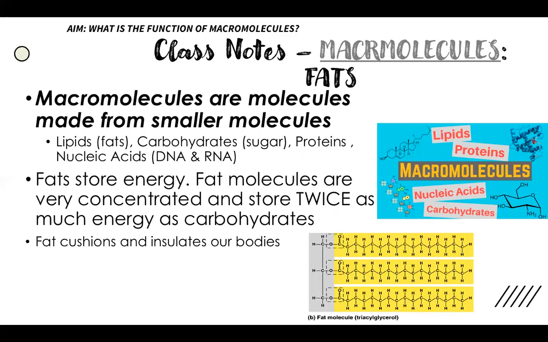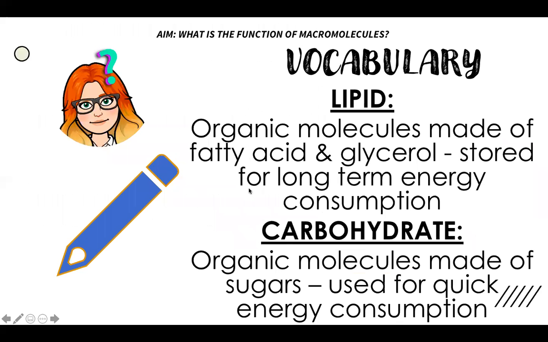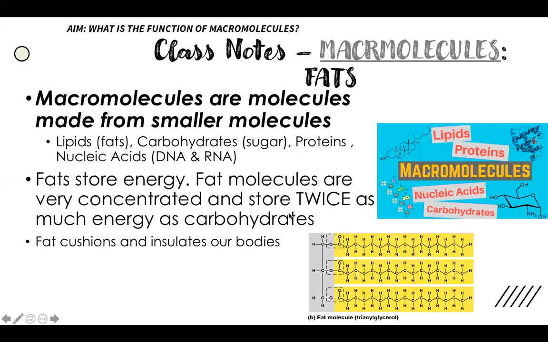So fats store energy. Fat molecules are very concentrated and store twice as much energy as carbohydrates. Fat cushions and insulates our bodies. So you saw before that I said lipids are for long-term consumption and carbs are quick. Fats are long-term because they store more energy, and therefore we have that backup energy to use. So carbs are used as a more quick way to get energy.